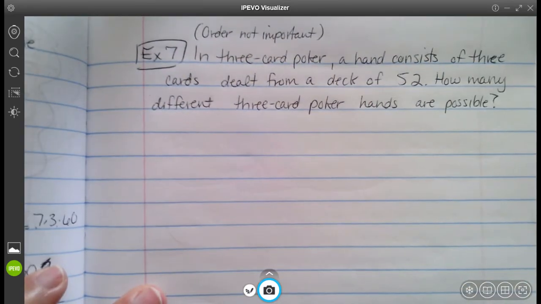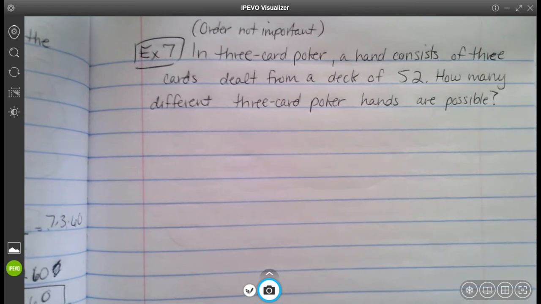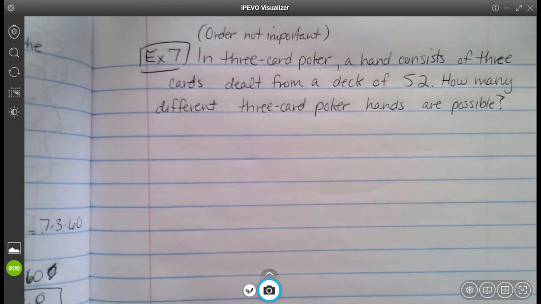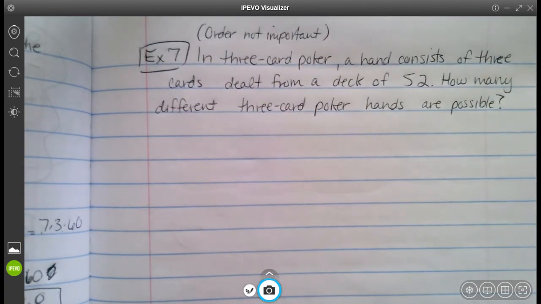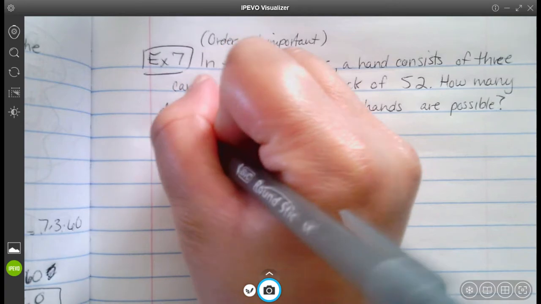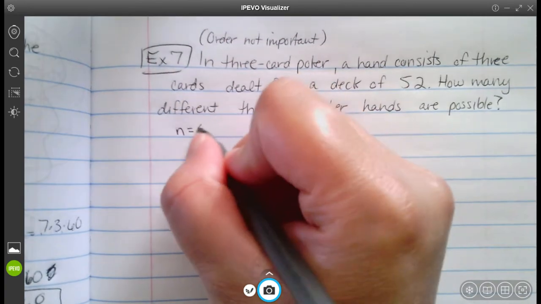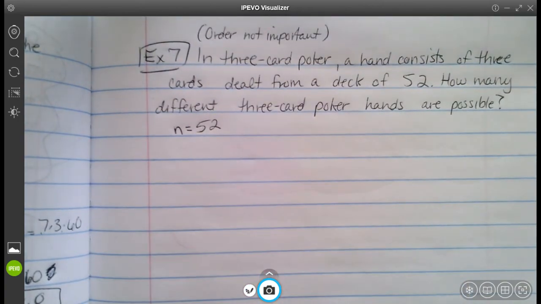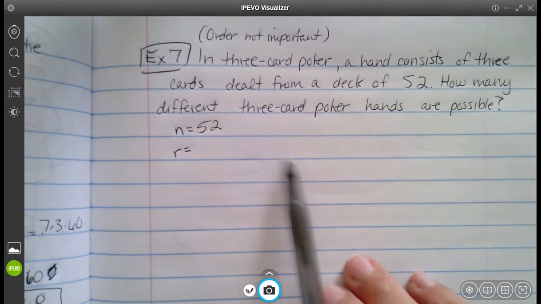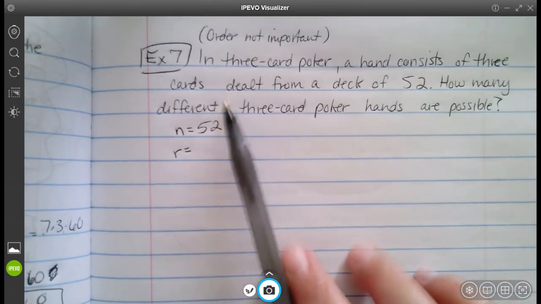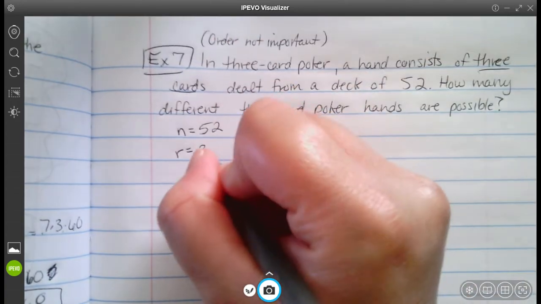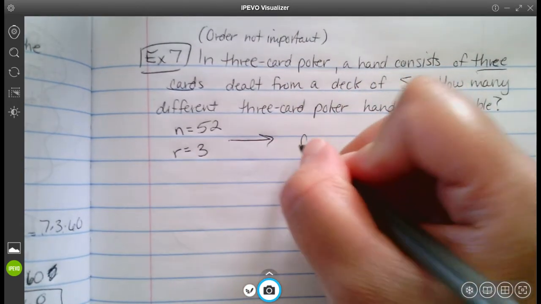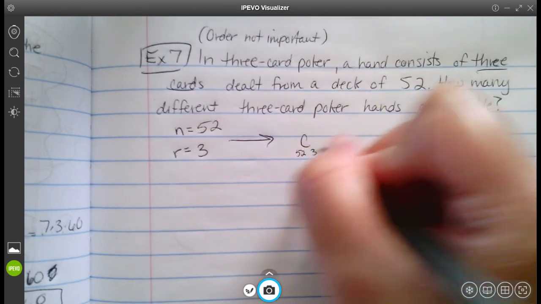Example 7. In three-card poker, a hand consists of 3 cards dealt from a deck of 52. How many different three-card poker hands are possible? And again, order is not important. So our n, the total number of elements, is 52. We're choosing out of 52 cards, and out of those, we are choosing 3 cards, so r is equal to 3. All we have to do is plug it in. In our notation, we have 52 choose 3.